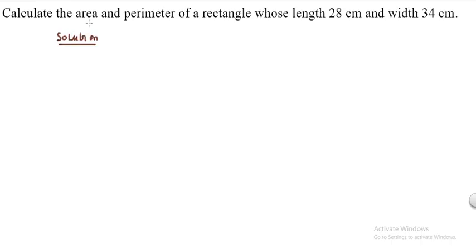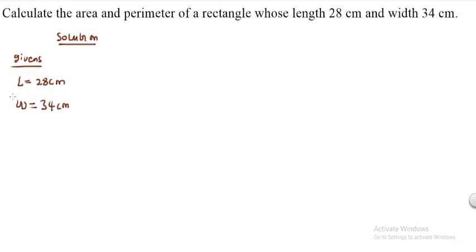We are told to calculate the area and perimeter of a rectangle whose length is 28 centimeters and its width is 34 centimeters. So the first thing I want to do is to write out my important values. Now, these are my givens. One of my important values here is that we are told the length is 28 centimeters. So L is equal to 28 centimeters. And then my width is 34 centimeters. So W, the width, is 34 centimeters.